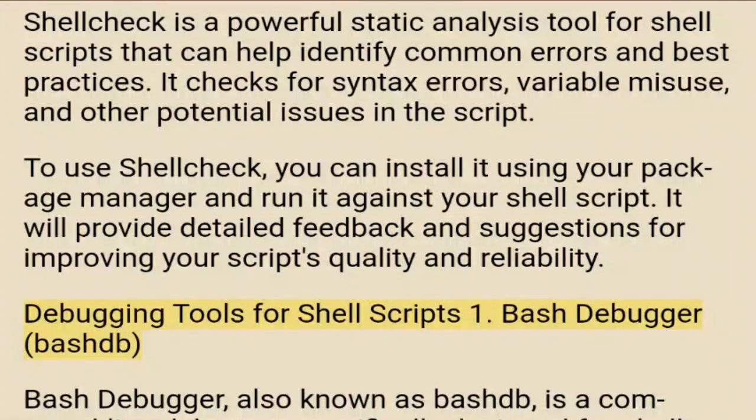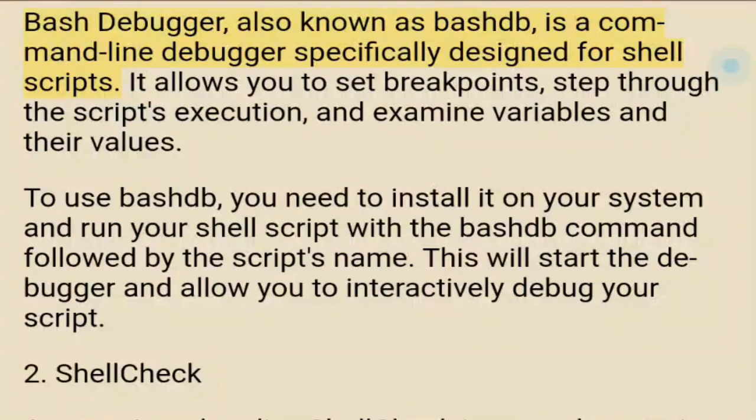Debugging tools for shell scripts. 1. Bash debugger (BashDB). Bash debugger, also known as BashDB, is a command line debugger specifically designed for shell scripts. It allows you to set breakpoints, step through the script's execution, and examine variables and their values. To use BashDB, you need to install it on your system and run your shell script with the bashdb command followed by the script's name. This will start the debugger and allow you to interactively debug your script.